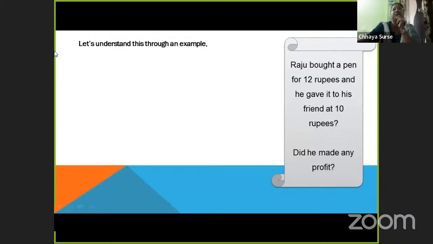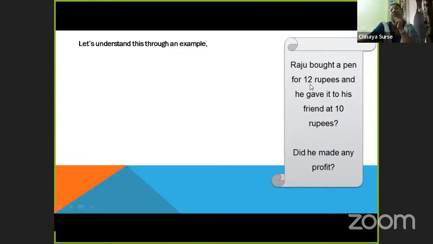Now let's understand this through an example. I have given one example here. Raju bought a pen for 12 rupees and he gave it to his friend at 10 rupees. Means Raju sold his pen for 10 rupees. But what was the cost price? Raju bought a pen for 12 rupees and sold it to his friend for 10 rupees. Between 12 and 10, what is the cost price?